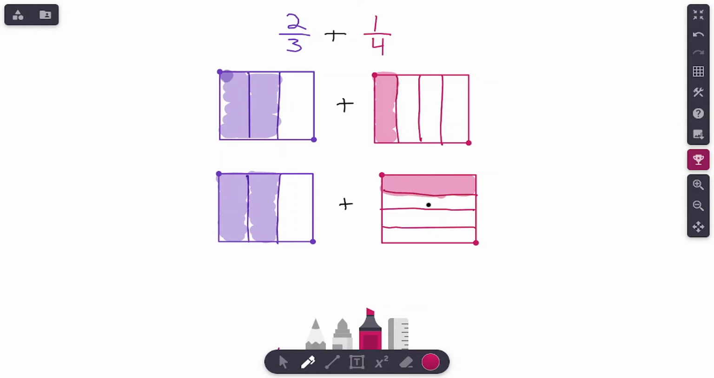There we go. All right, so would you agree this here's 2/3, this here's 1/4. Now what we need to do is I need to represent fourths onto this model. Okay, so I'm going to draw horizontal lines on this model to represent fourths. Okay, so there is one of them, 2, 3, and 4. So I have represented fourths horizontally.